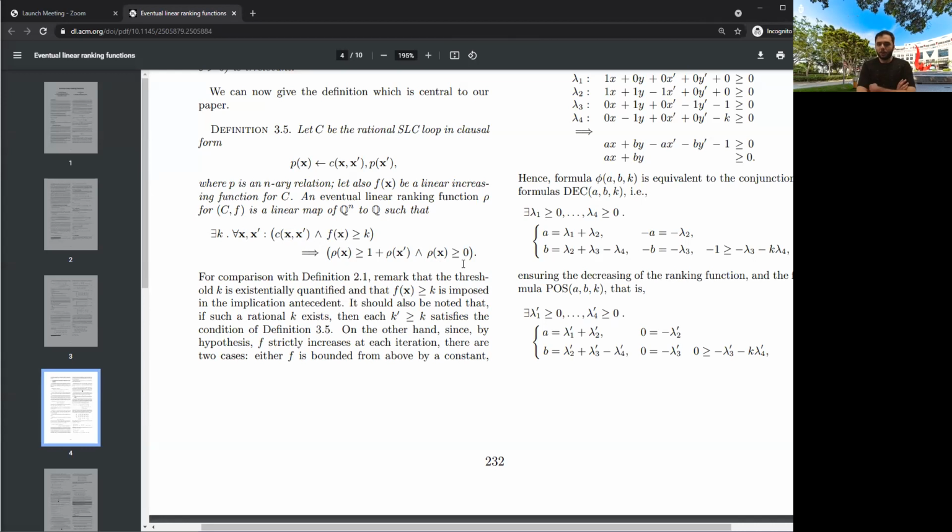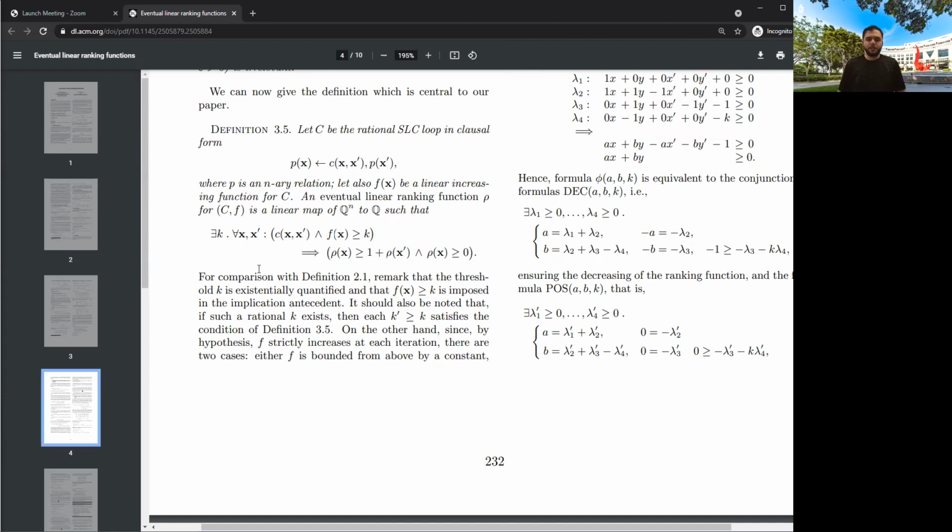Okay, so instead of one function, we have two functions. We have f and we have rho. We start running our loop, and initially we don't care about rho at all. We just work with f. And we only care about rho when the value of f gets greater than or equal to some threshold. Okay? And we are also assuming that f is an increasing function. So f of x is a linear increasing function.